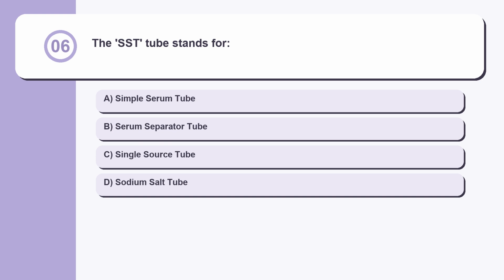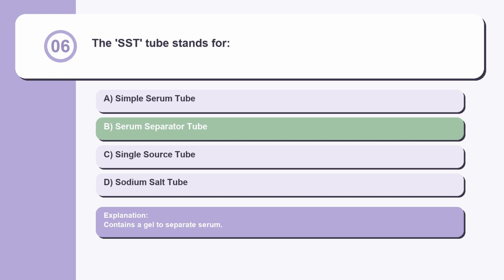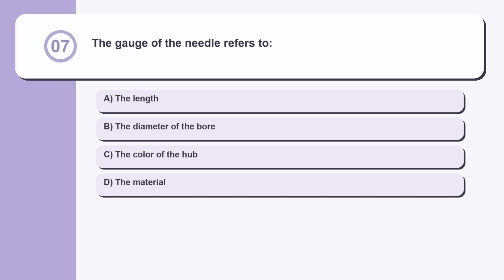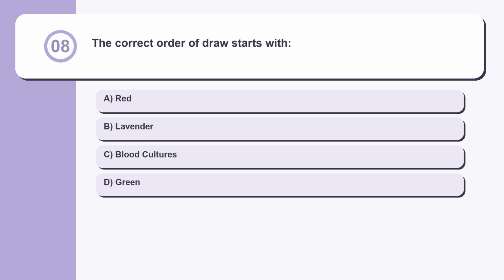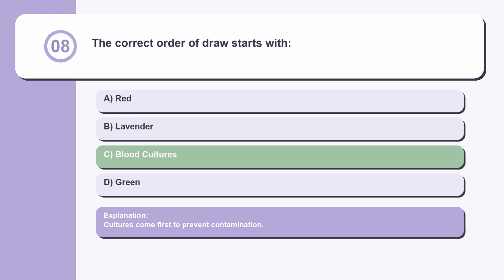Question 6. The SST tube stands for simple serum tube, serum separator tube, single source tube, sodium salt tube. Contains a gel to separate serum. Question 7. The gauge of the needle refers to the length, the diameter of the bore, the color of the hub, the material. Larger numbers mean smaller diameters. Question 8. The correct order of draw starts with red, lavender, blood cultures, green. Cultures come first to prevent contamination.